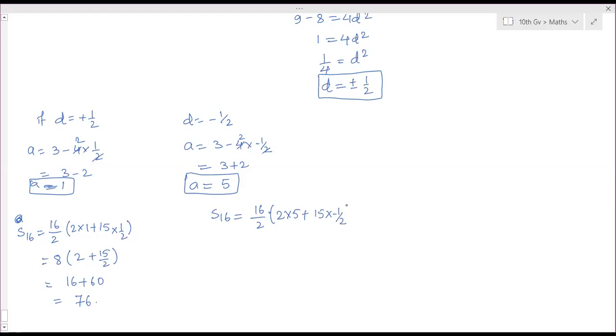And in this case, S16 is equal to 16 by 2 into 2 into 5 plus 15 into minus 1 by 2. 8 into 10 minus 15 by 2. 8 into 10, 80, minus 8 into 15 by 2, 60. That is 20. 80 minus 60 is 20. So you will get two separate sums here because the APs are two different APs.